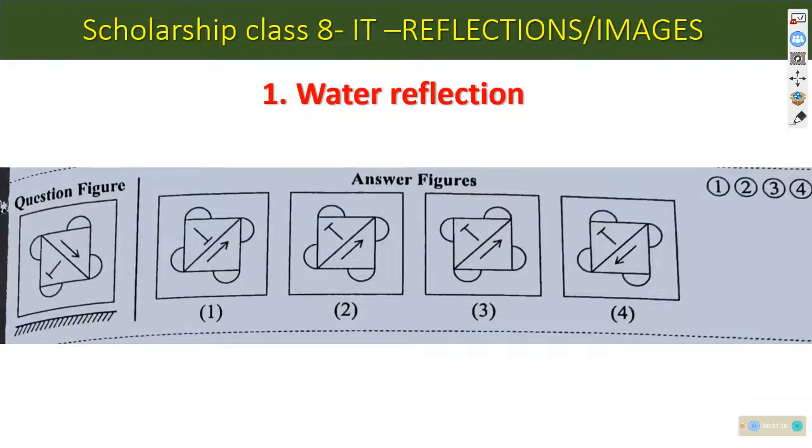Here comes the next question. This is the question figure. And this is the reflection expected. This will be the top surface. On the right side there will be a figure like this. Here you will be having a figure like this.